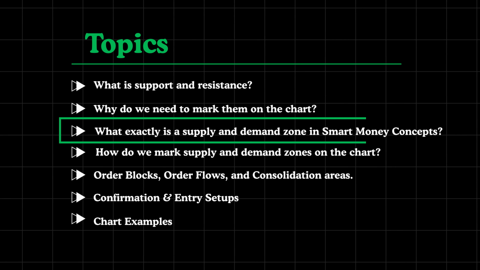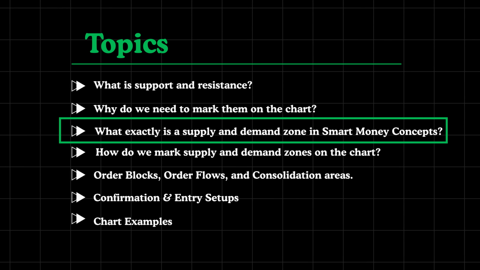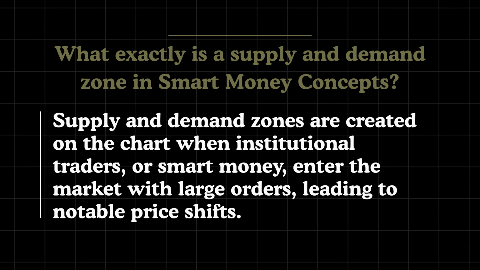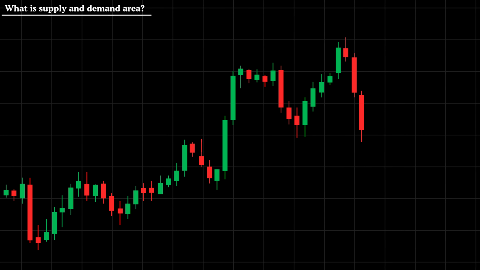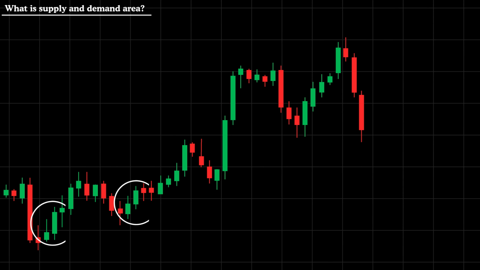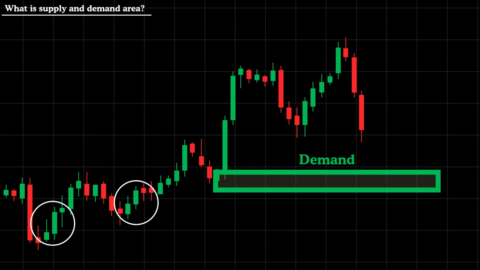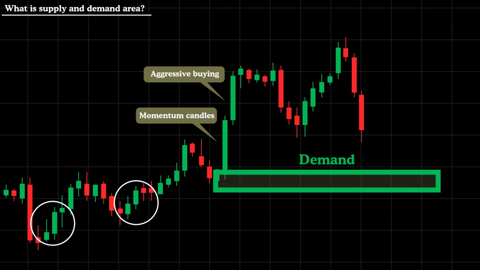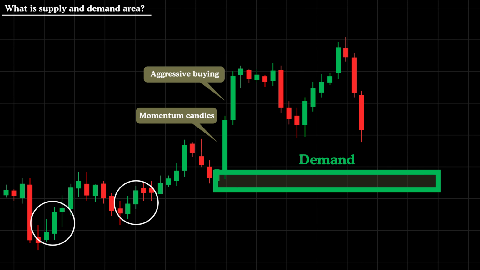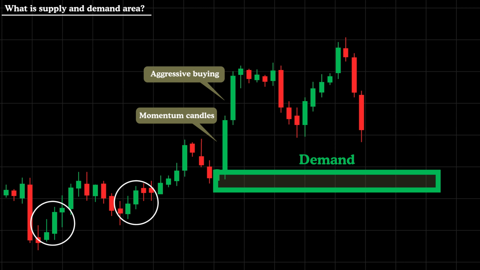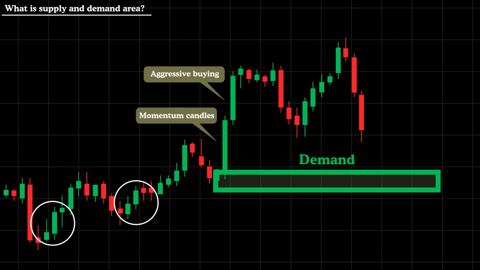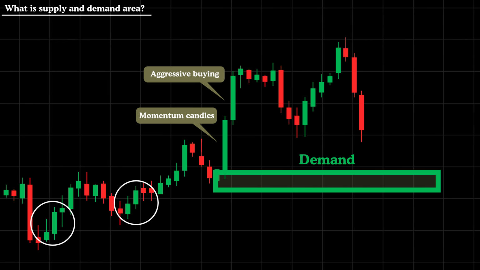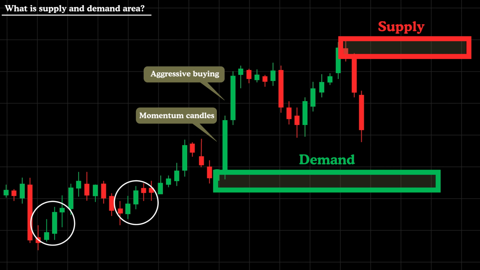Now, what is the supply and demand area in smart money concepts? Supply and demand areas form on the chart when smart money enters the market, causing significant price movements. We can't classify it as a demand zone when we see multiple small rejection candles. A legitimate demand zone appears on the chart when the market prints large bullish candles, showing strong buying momentum. These momentum candles signal the presence of major market participants, such as banks, hedge funds, and institutional traders, also known as smart money. In the same way, a valid supply zone forms when the market displays strong bearish momentum through large red candles.